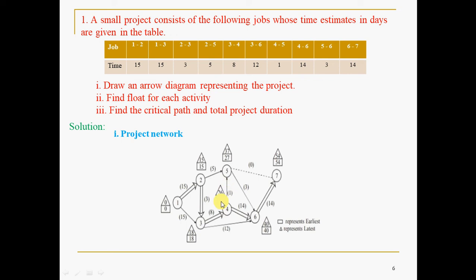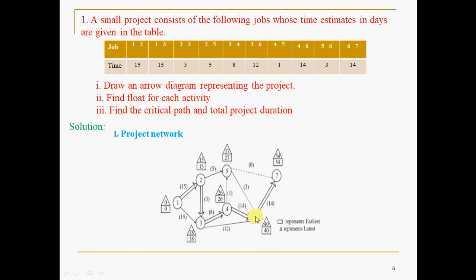Okay, so 26 plus 1, 27. Whereas like this, 15 plus 5, 20. As this is highest, you have taken 27. What is the meaning of this? If you take 27 days, all the activities prior to node 5 will be completed. That's why we will take the maximum time.